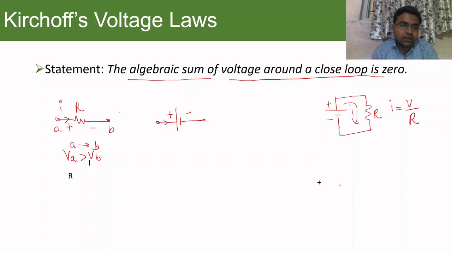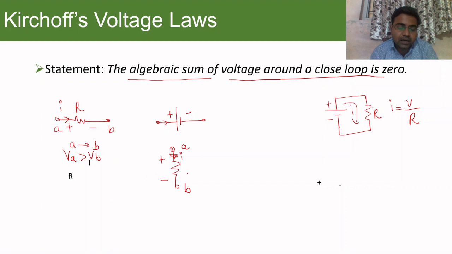So while I am taking any algebraic sum in a loop, which are the things I have to take care of? The first thing is, let's say I have a simple resistor, like A and B, and my current is flowing through it like this. My current travels from A to B, so I will assign positive here and negative here.